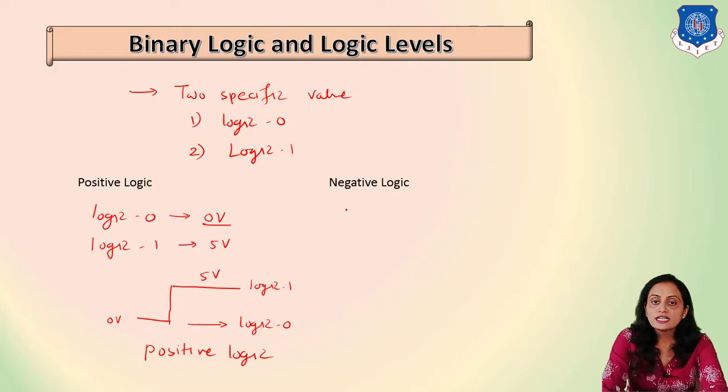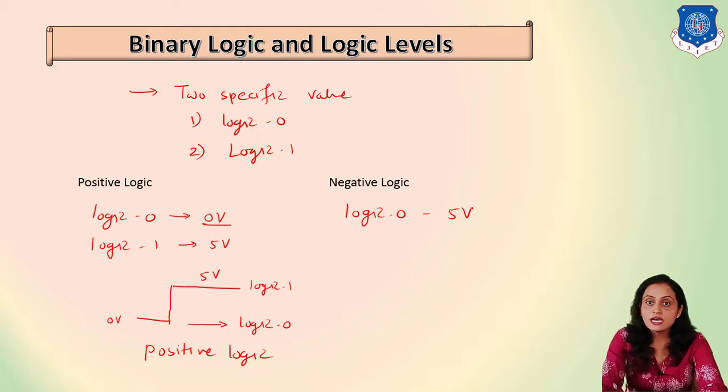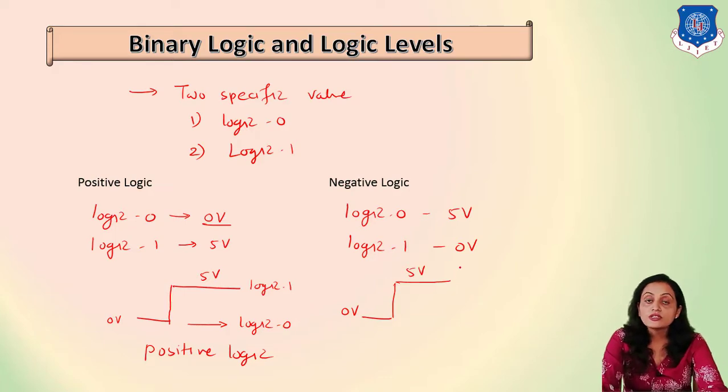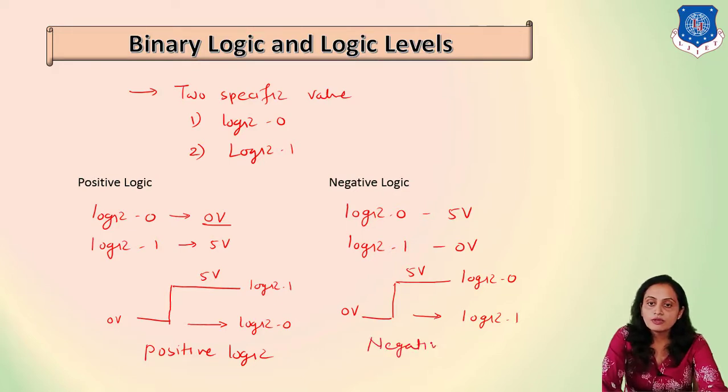Now to describe the negative logic, what are we using? To describe this logic 0, we are using 5 volt. Reverse voltages are considered over here, and for logic 1 we are using 0 volt. And if we draw this pulse of 0 volt and 5 volt, then for the negative logic we will be using 5 volt as logic 0 and 0 volt as logic 1. And this is an example of negative logic.